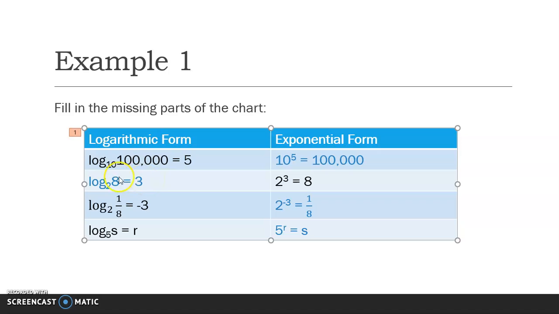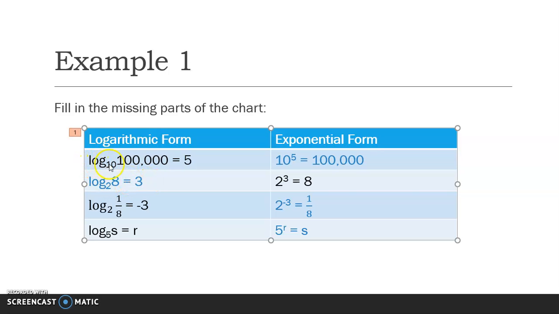So these are the answers I got. I said 10 to the fifth power equals 100,000. Again, starting here, go around to the end, and then back to the middle number. So this is my exponential form. Now this one, I'd say log base 2 of 8 equals 3.